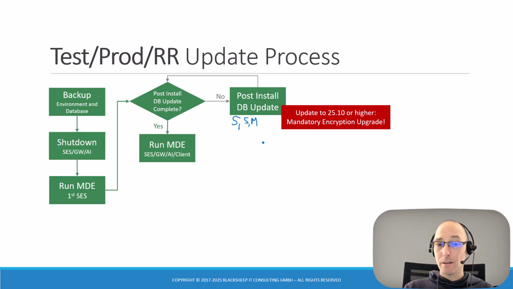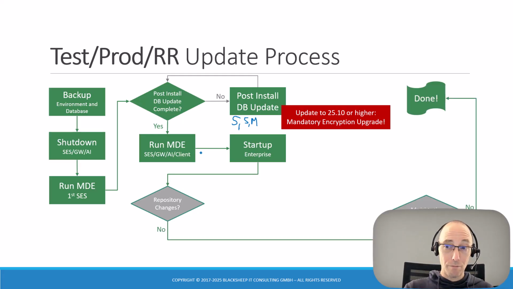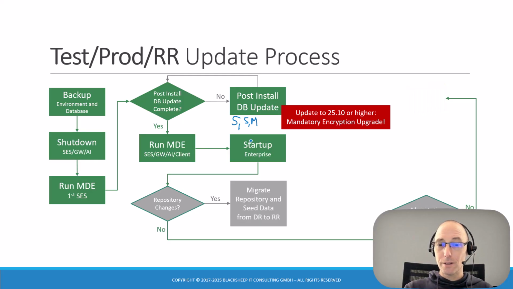Then you can run the installer on any other Siebel installation, Siebel Server, Gateway, AI, Siebel Mobile Web Client. No, not that many people would have that. You can start up the enterprise. If you didn't have any repository changes or no admin changes even, you're done. So you can see it's already speeding up here. If you have repository changes, you need to migrate those. That's a migration application coming into the game. Migrate those changes and the seed data.